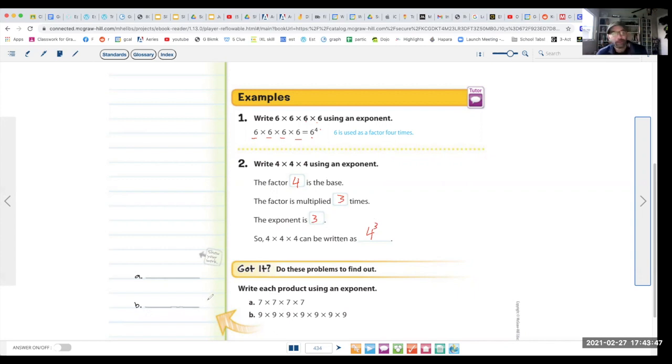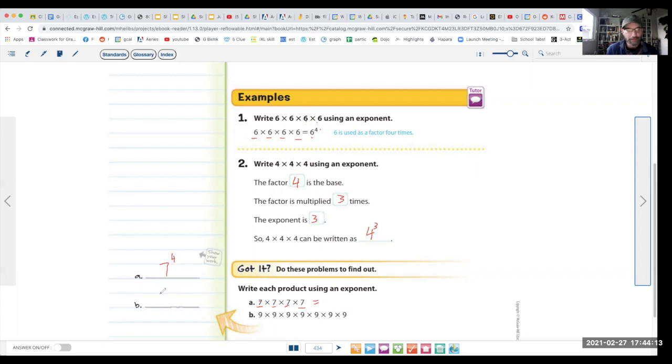Got it? Okay, so you guys should have this pretty well. We did it in class, but just so you know, letter A, we have 7 times 7 times 7 times 7, so you're going to write a 7 because that's the base. How many 7s? 1, 2, 3, 4. That's 7 to the fourth power. Now, right now, we're not making you figure out what that number is. We're just hoping that you can write it out. Now, this one is going to be really big.